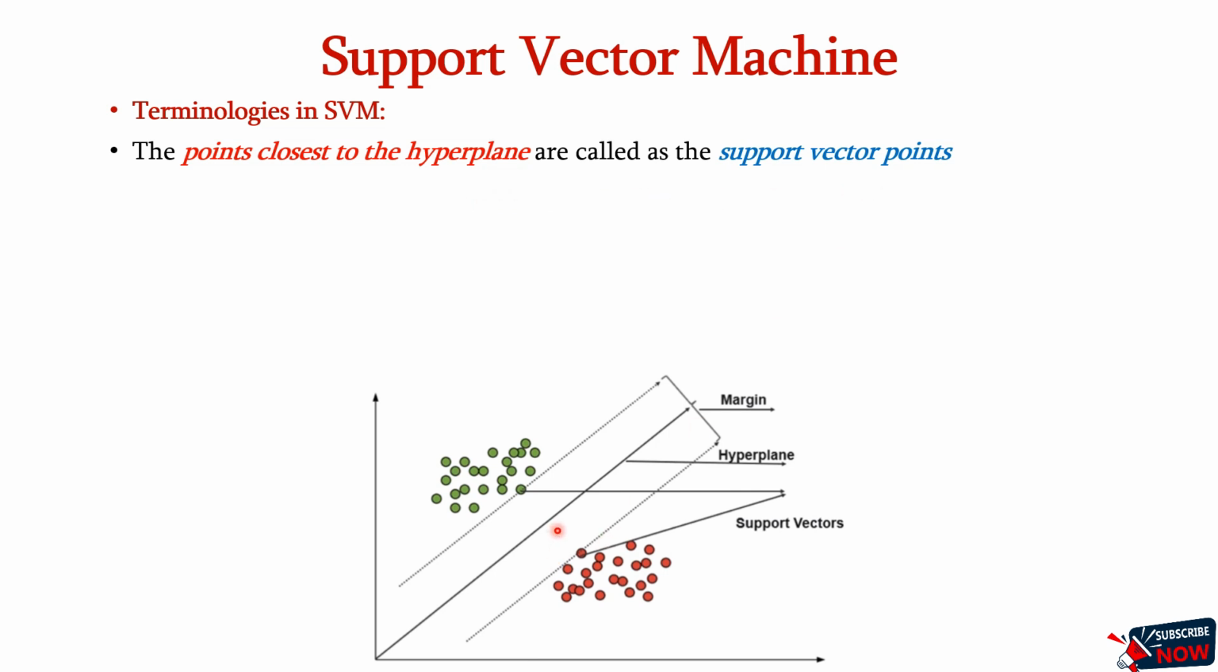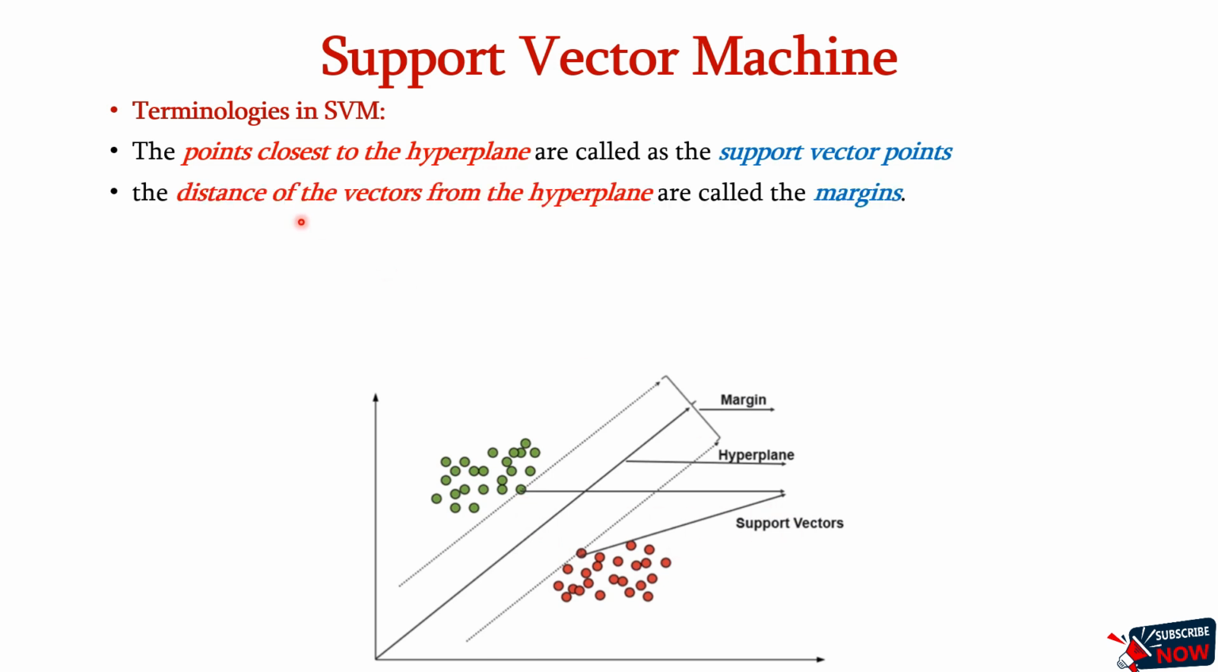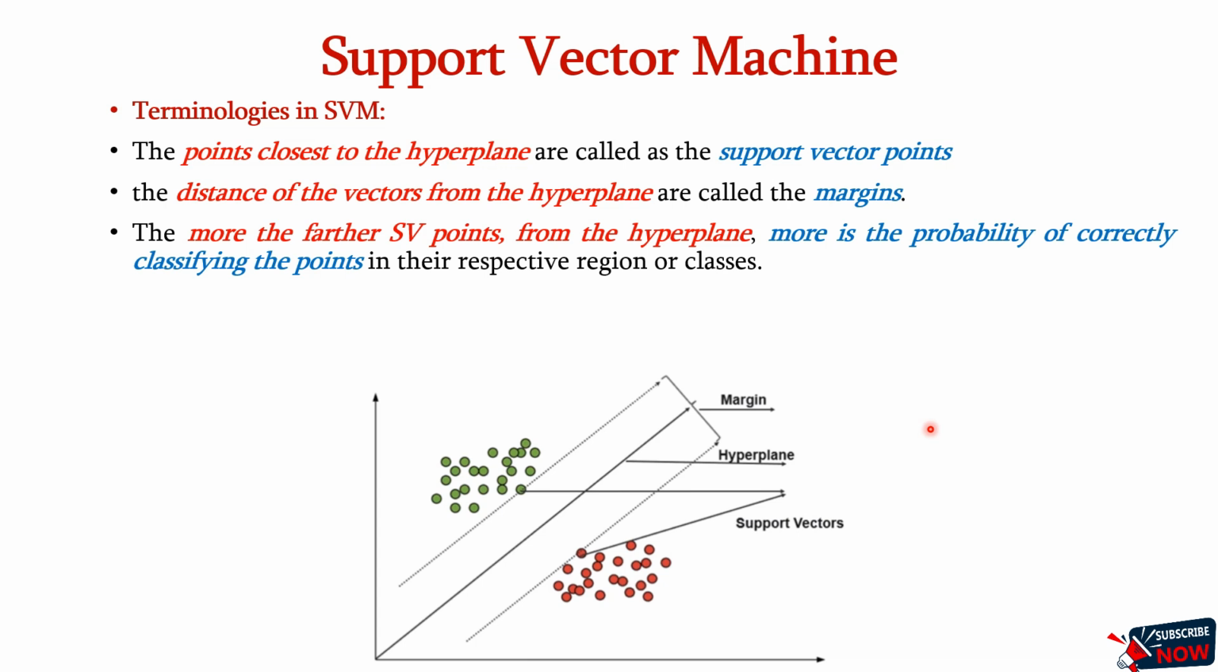So near to the hyperplane, in the red class we have this point and in green class we have this point. So these points are called as support vectors. And the distance of the vectors from the hyperplane are called the margins. That is the distance of the support vector from the hyperplane is called as margin. So this part is margin and this part is also called as margin.